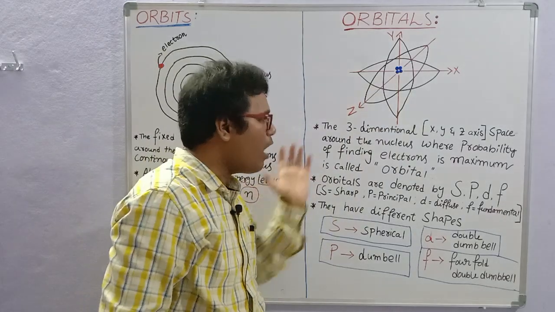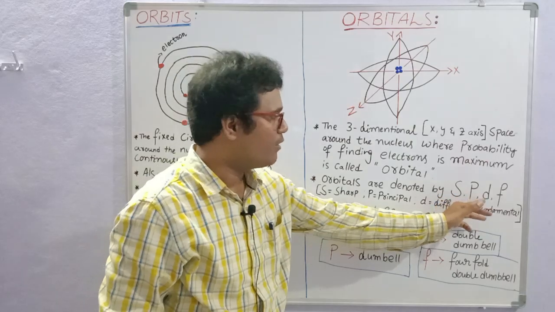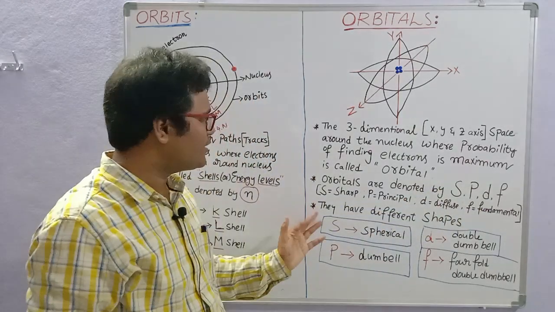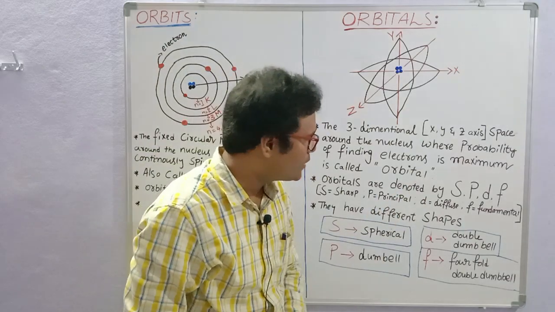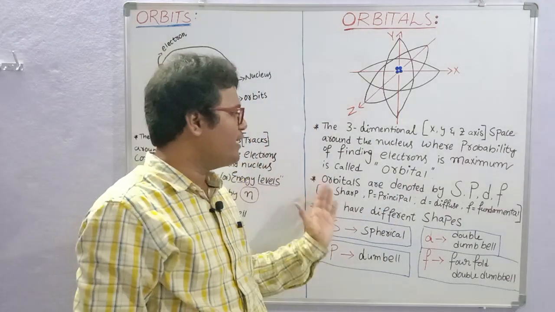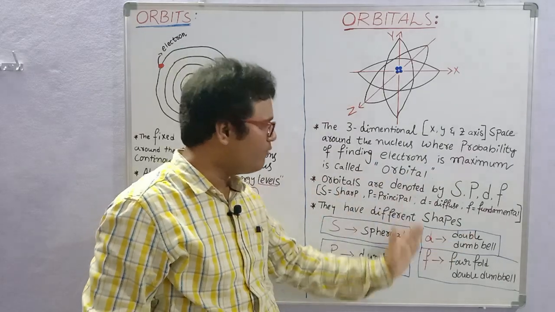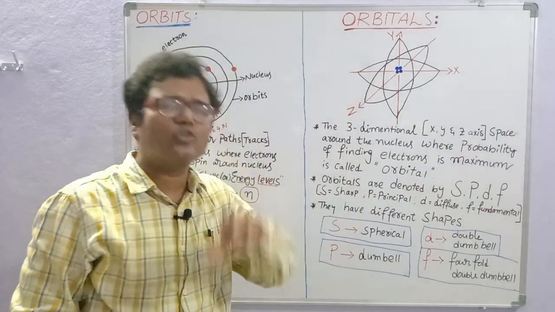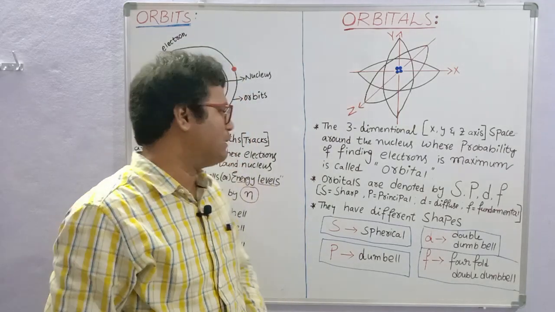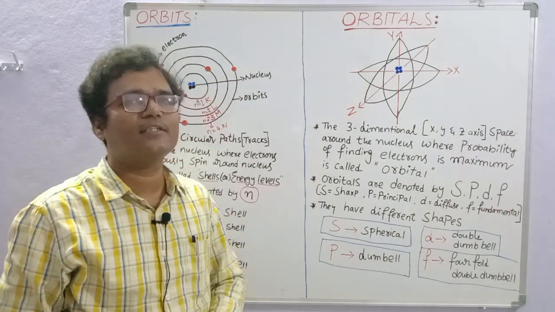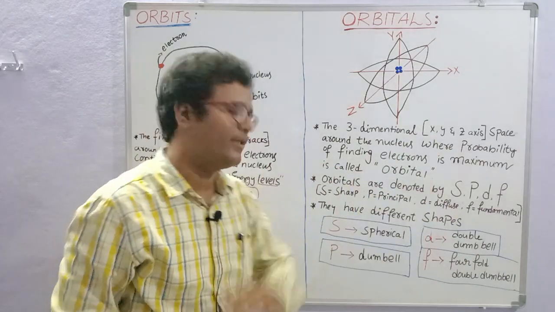Then orbitals are denoted by the letters S, P, D and F. S means sharp, P means principal, D means diffuse, F means fundamental. These terms, sharp, principal, diffuse, fundamental, are sourced from the spectral lines of alkali metals. Based on the spectral lines of alkali metals, the terms S, P, D, F are given.